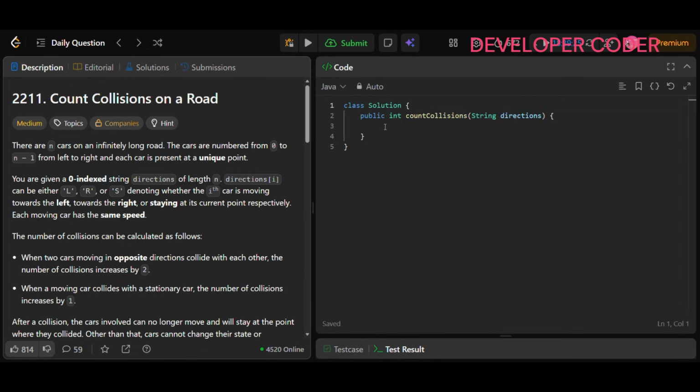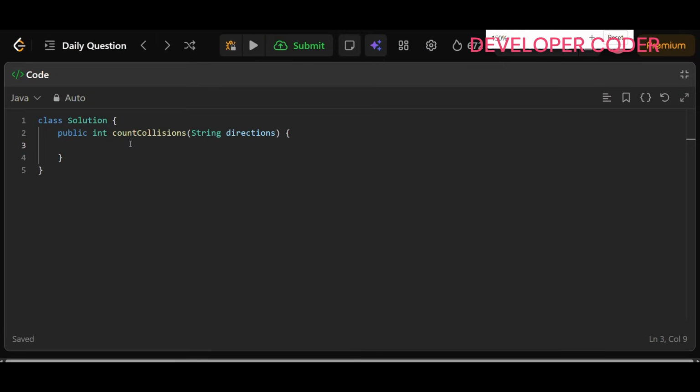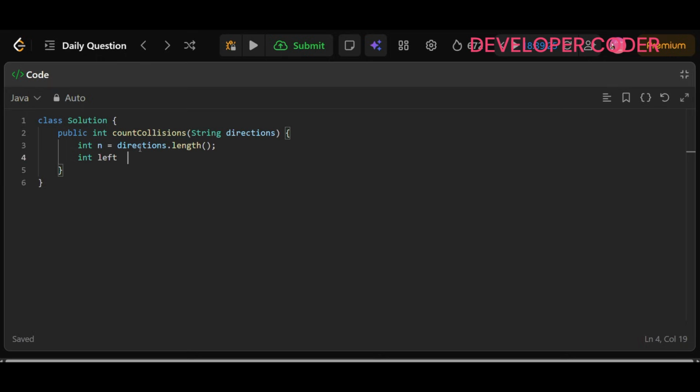So let's write the code, very simple. Let me just maximize the screen. So here what you need to do: int n is equal to, copy this directions, paste it here, directions dot length, so I'm just calculating the length of this. Then take left is equal to 0 and take right is equal to n minus 1.